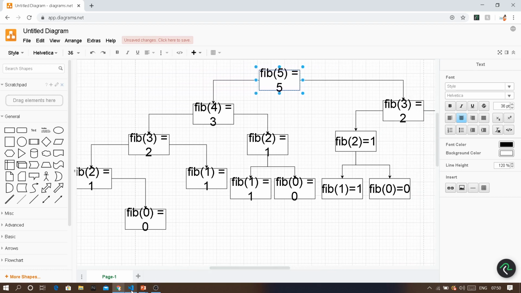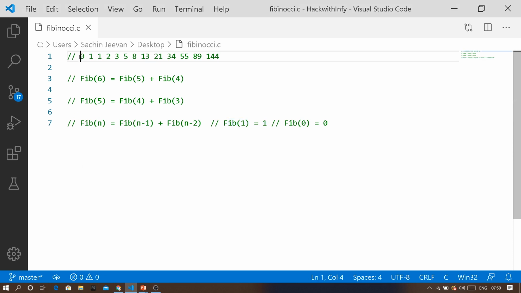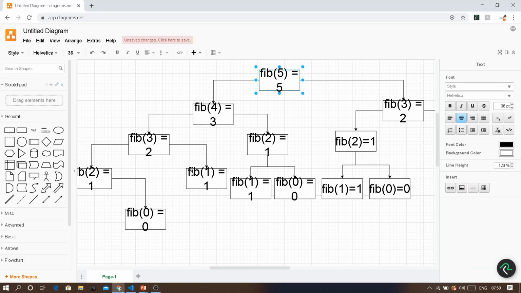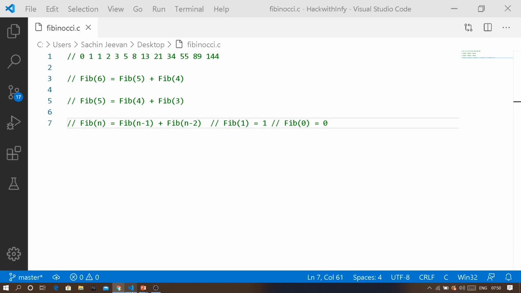Okay, so initially we took the series and represented it as a recursive formula, and we have drawn a tree to trace the recursion that is happening. Now what we are going to do is write an implementation for it.